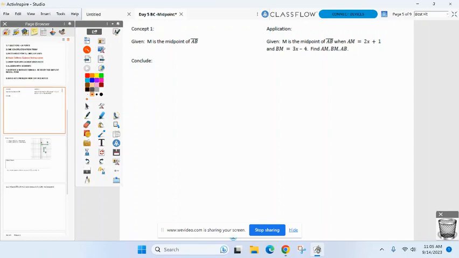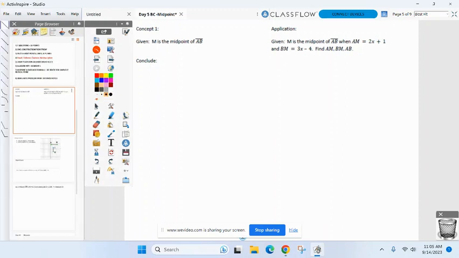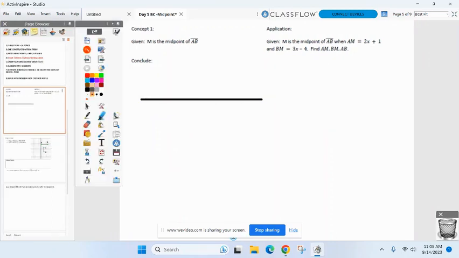So the first thing, before I tell you the definition of it, can you draw line segment AB for me under concept 1 there? Can you draw line segment AB? We have a lot of practice in this. And now I'd like you to put a point M that looks to be in the middle of that line segment, please. Put a point M, what looks to be in the middle.